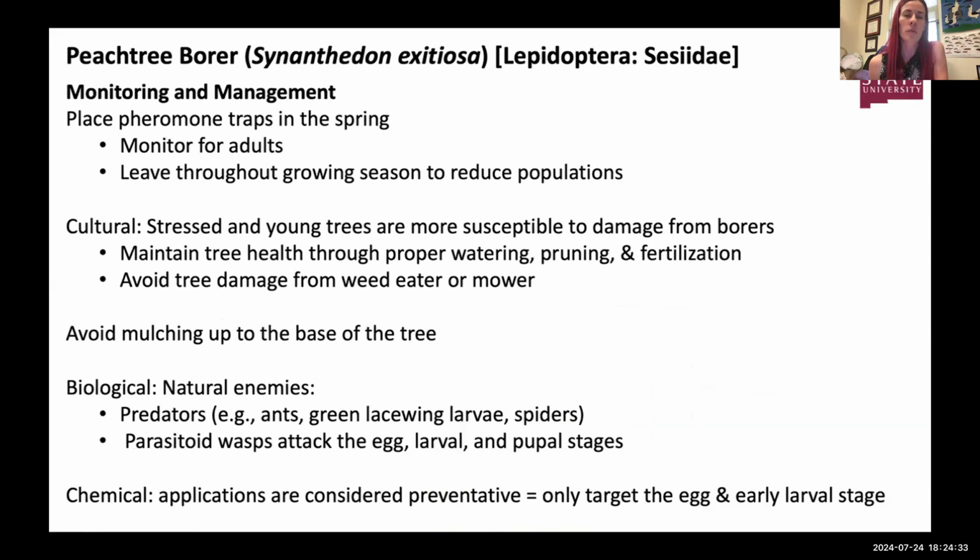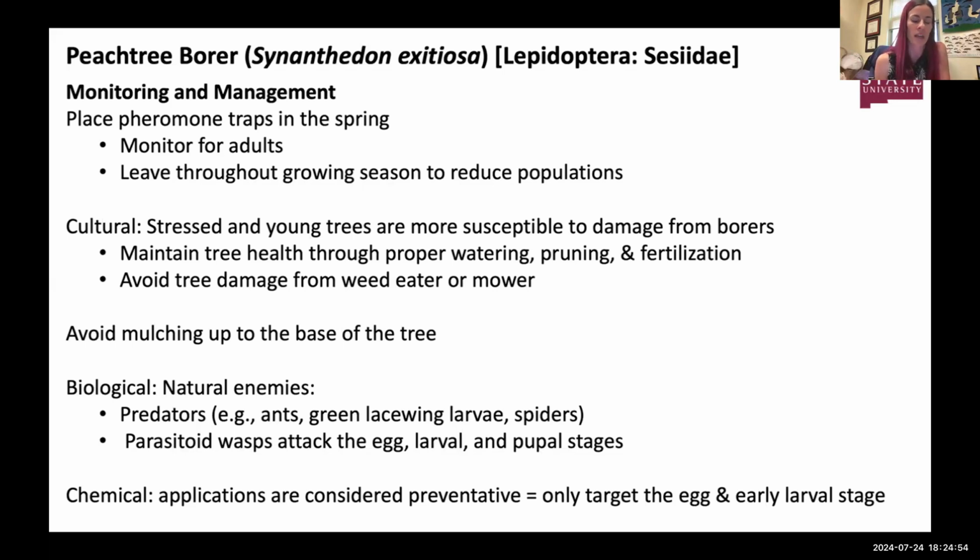It also helps reduce populations. It's actively getting some of them culturally. So again, healthy trees are happy trees. You can also avoid damaging them. Be careful if you're mowing or weed whacking or anything near the trees.